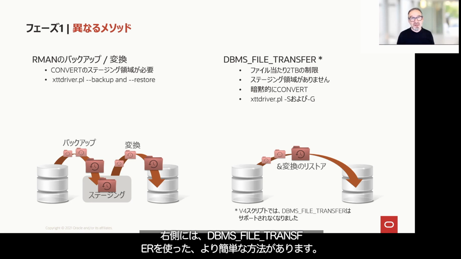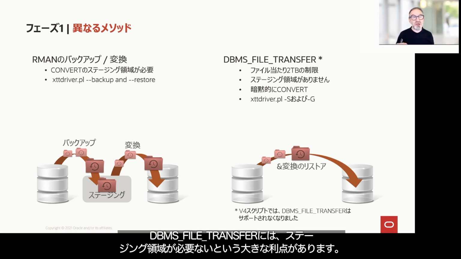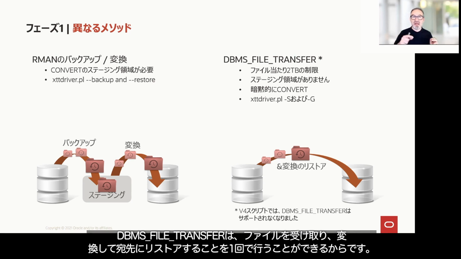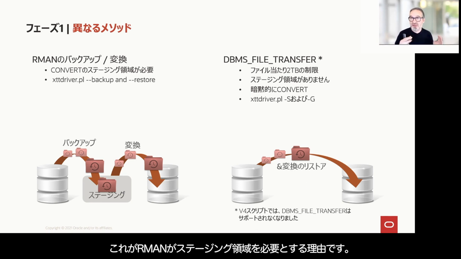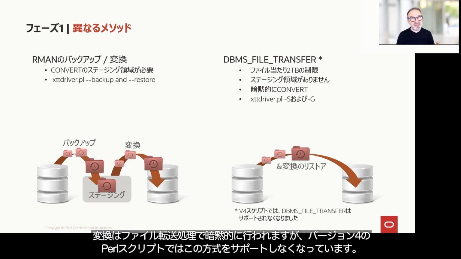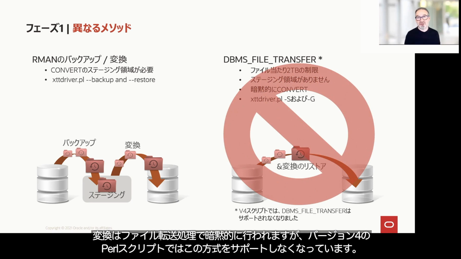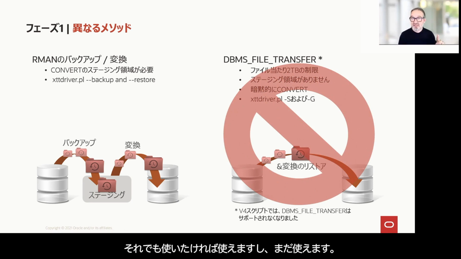On the right side, you see, I would say, the easier method with DBMS_FILE_TRANSFER. DBMS_FILE_TRANSFER has the big advantage that you don't need staging space because it can take the file, convert and restore it to the destination in one pass, while RMAN can only take a backup and then read that backup, convert and restore it in the second phase. This is why RMAN needs the staging space. The conversion happens implicitly with the file transfer method, but the version 4 Perl scripts don't support this method anymore. Still, if you want to use it, you can use it, it still works.